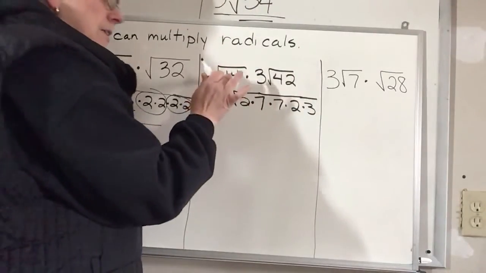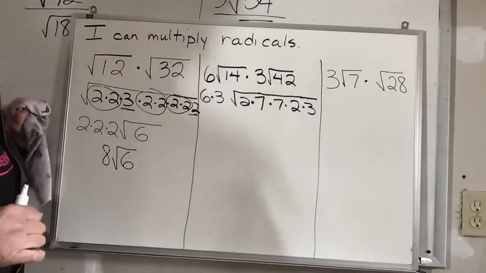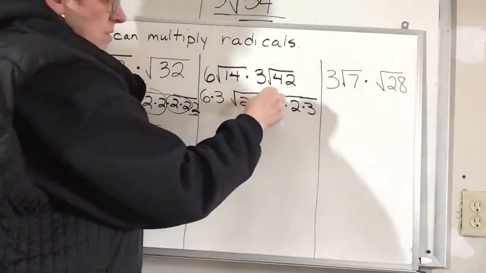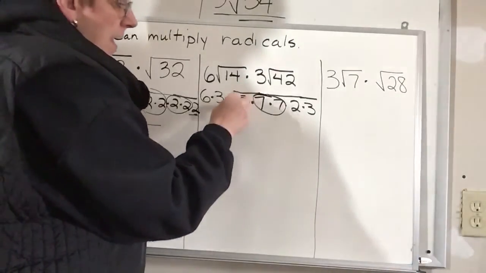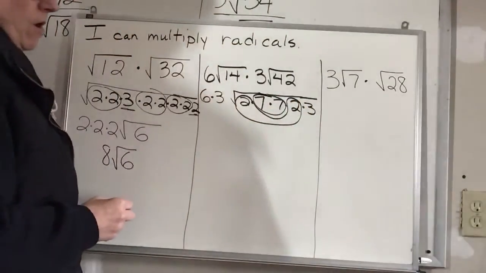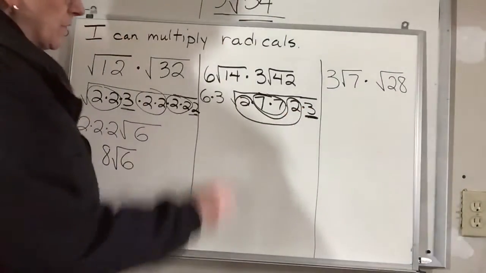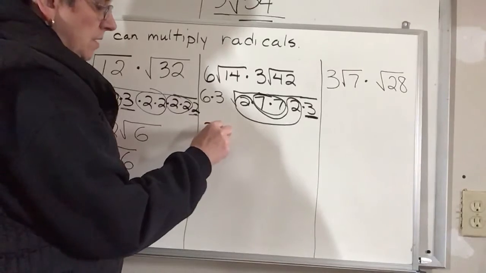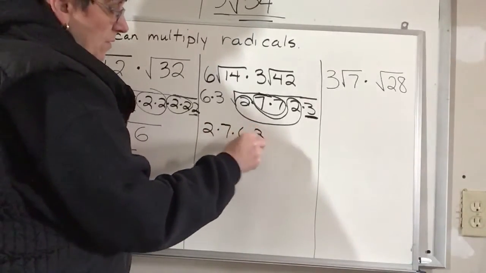Again, do the factor trees on these if you don't know those factors off the top of your head like I do. Okay, so I can do a 7 times a 7, which will come out in front in a little bit. I've got a 2 times a 2, so that is going to come out in front also. And the only thing that's going to be left inside of the radical sign is the 3. So 2 times 7 times 6 times 3.